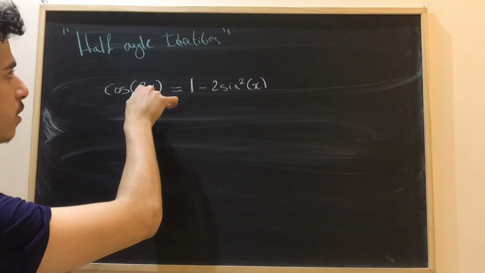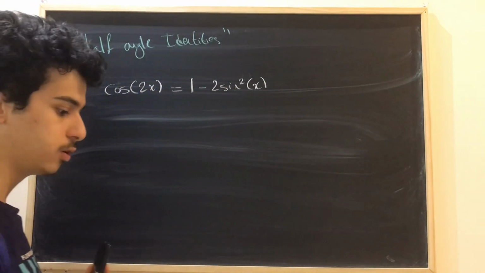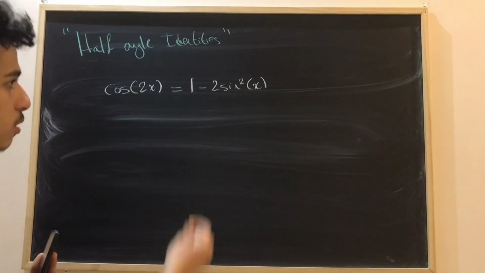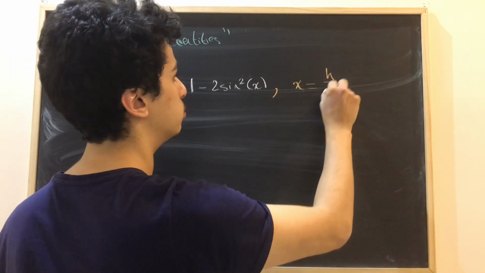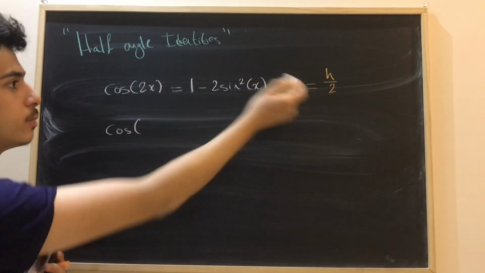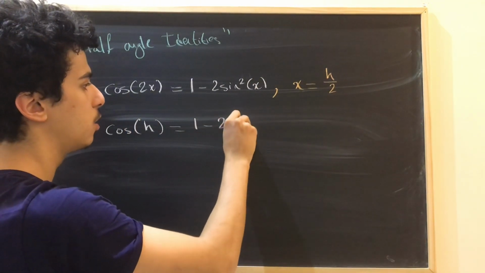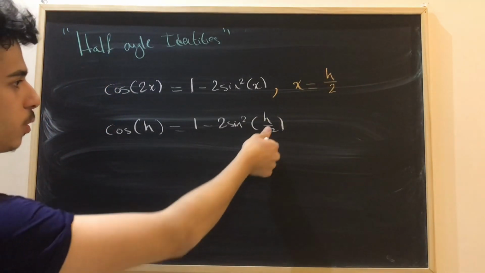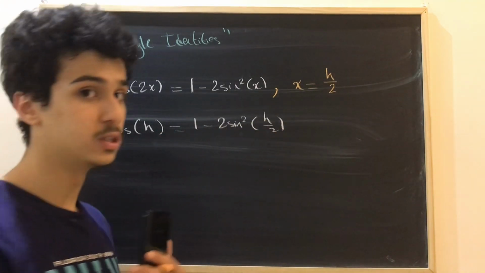Of course, here we have the half angle. We go from 2x to x, but that's not what we want. We want to go from x over 2 to x. And that can happen very easily by a replacement of x. We can just do x equal h over 2. That way, cosine of h equals 1 minus 2 sine squared of h over 2. That's essentially it. We're going from h over 2 to h, except we have to solve for sine. That is the whole point of this identity.